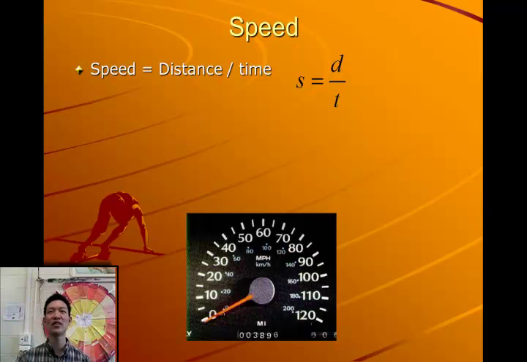Technically, you can pick any symbols you want. You could say chickens equals fish over cows. That just gets confusing. Let's just try to keep it consistent, okay? Speed equals distance over time.